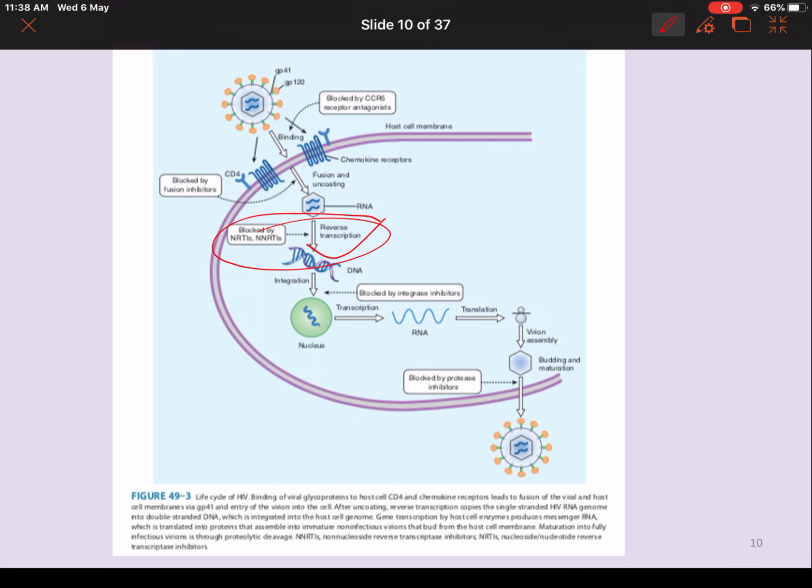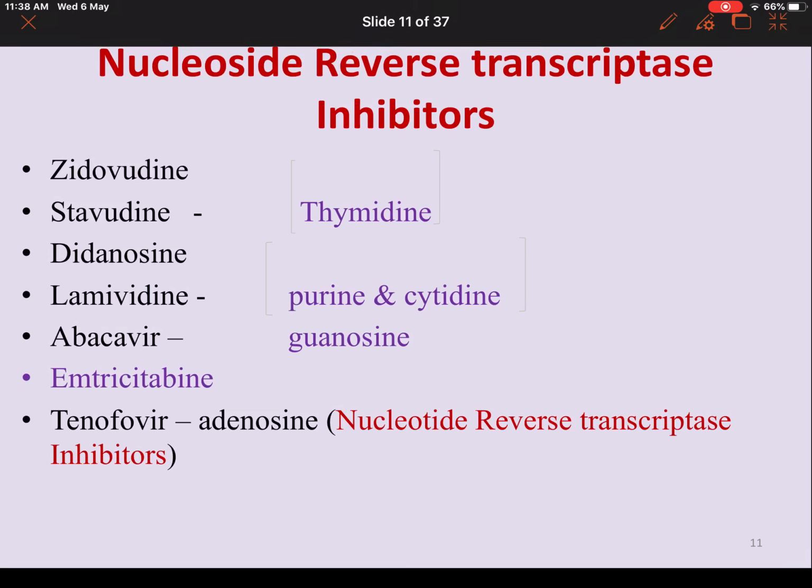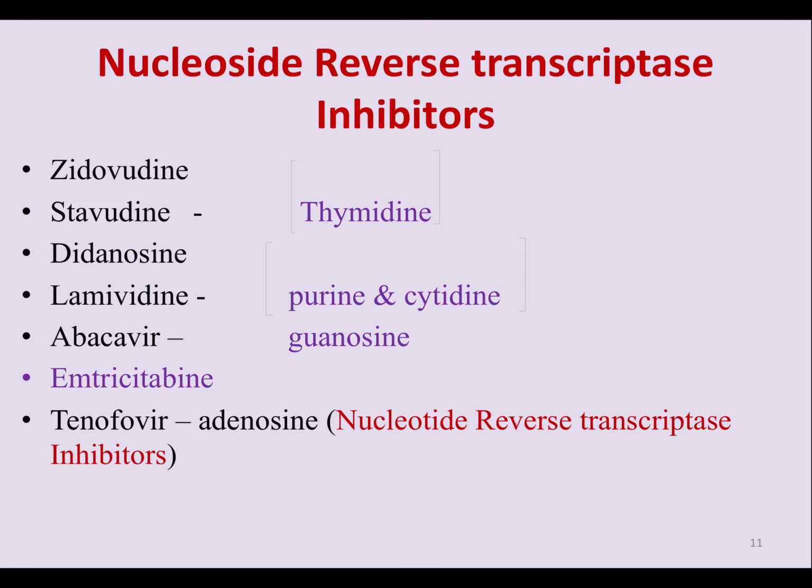How do protease inhibitors function? They inhibit the assembly. How do integrase inhibitors function? They inhibit the integration of viral DNA into the host DNA. The last group inhibits CD4 and chemokine receptors, thus inhibiting the binding of the virus onto the host cell. So first let's look into nucleoside reverse transcriptase inhibitors. Let's look into the first drug, Zidovudine.